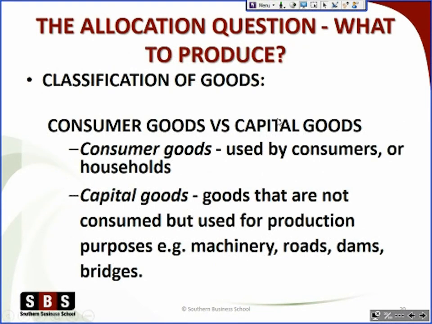Now, these are some of the definitions. There are always definitions in economics, and it's just a matter of studying and understanding them. If you don't understand what they mean, you can contact me. Consumer goods are used by consumers or households. Capital goods are goods that are not consumed, but are used for production. Consumers buy consumer goods, and producers use capital goods to produce. As we go on, there are a lot of definitions, so make sure you go through all of them. At the end, I'll narrow it down a little bit for you.